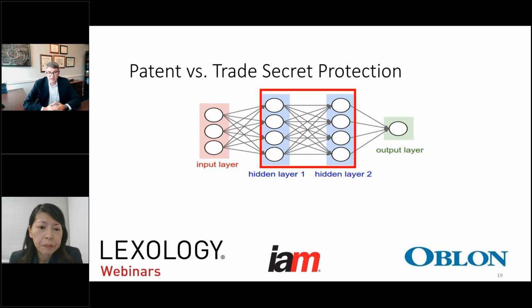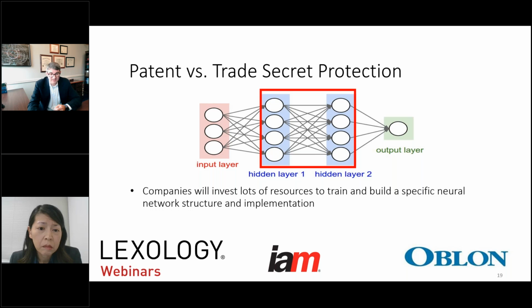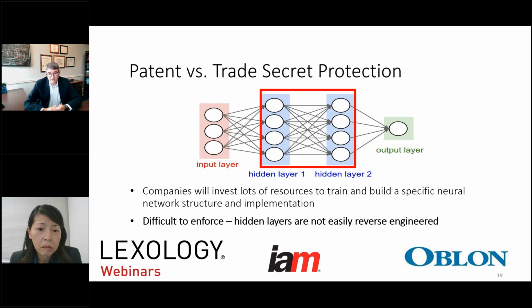Let's say you have a competitor and they're trying to look at the AI software that's being used, and they might not even have access to it. This may be on a server somewhere. This may not be easily reverse engineered in any way. As a result of this, there's a lot of investment in training and building neural networks, but it might not be something that you want to protect via patent. And as I noted, it may be difficult to actually enforce your patent if you obtain it, because it's not easy to determine if the competitors are actually doing it.